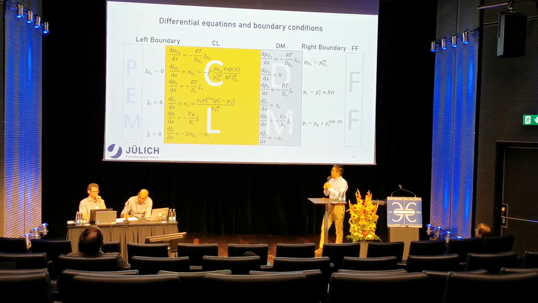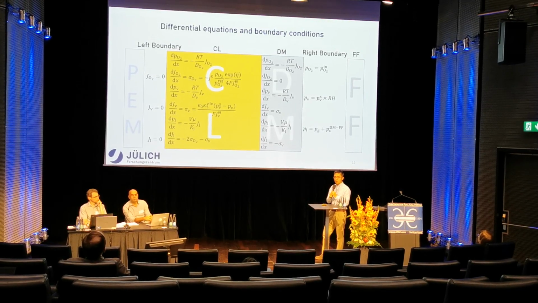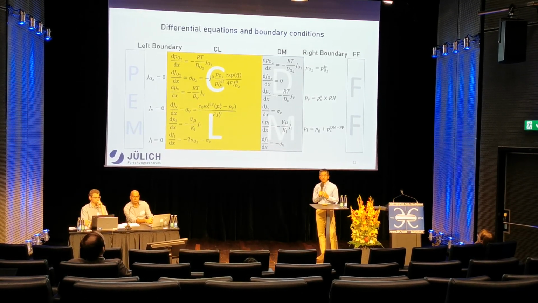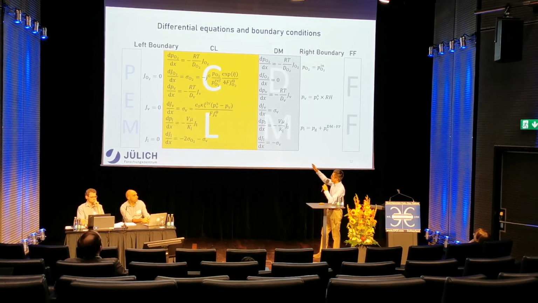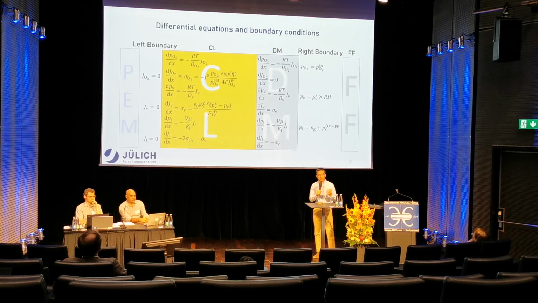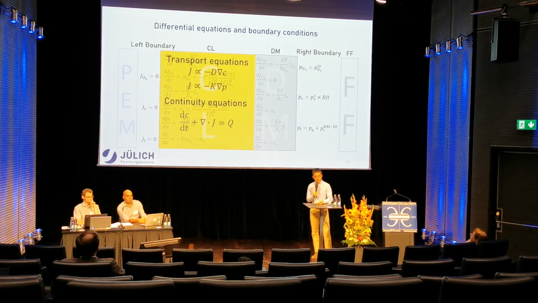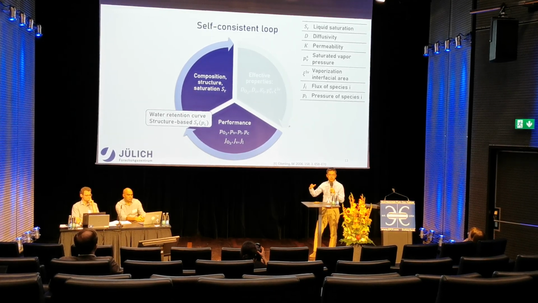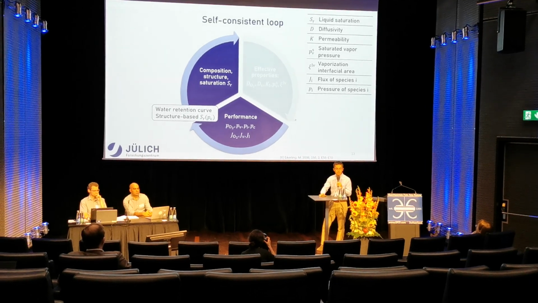For the left boundary between the membrane and the catalyst layer, we assume a zero flux boundary condition. And at the right boundary between the GDL and flow field, we fix the pressures. And at the middle interface between CL and DM, nothing is fixed. They are all self-consistently solved. So now we can close this loop by recalculating a saturation based on the structure-based water retention curve.